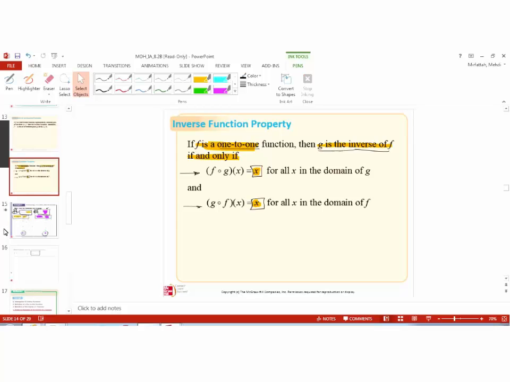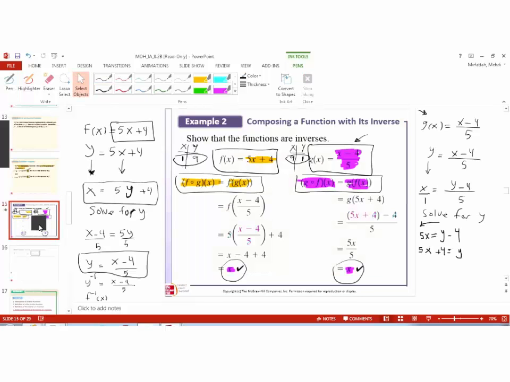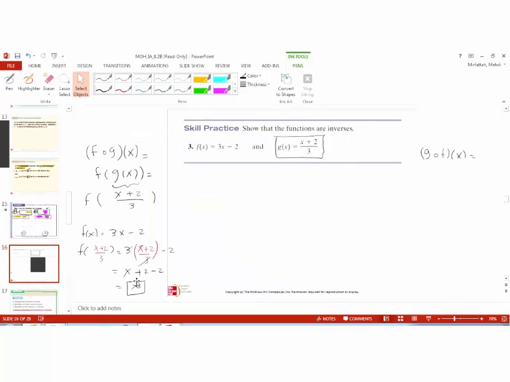It says functions are inverses of each other if f of g of x turns out to be x. So I did satisfy this first condition, showing that f of g of x is indeed equal to x. Again, it has to be x. It doesn't have to be the same number. It has to be exactly x when you do this. So yes, we get that. All right, go on, Jared.